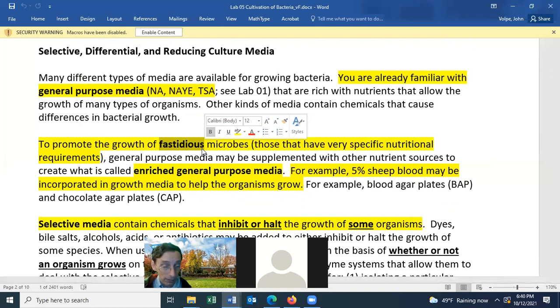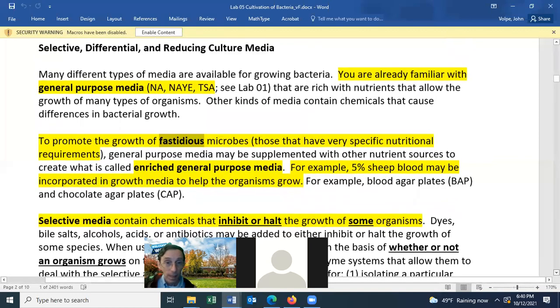And a cheap way to add a lot of things is just add red blood cells. And then the red blood cells will supply the nutrients that a fastidious organism, well, I should say Streptococcus pyogenes, requires to grow. Different fastidious organisms have different requirements. Any question about that?